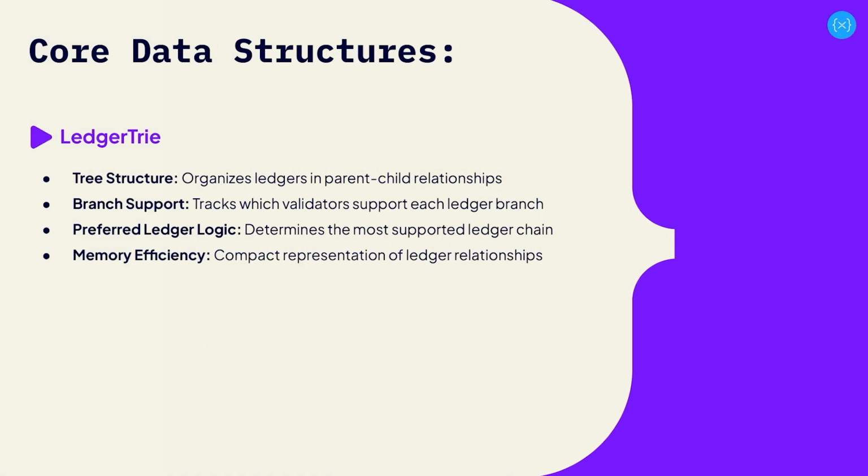The next one is the ledger tree, which is hierarchical ledger organization. The tree structure organizes ledgers in parent-child relationships. It includes branch support, which tracks the validator's support for each ledger branch. Preferred ledger logic, which determines the most supported ledger chain. And memory efficiency for compact representation of ledger relationships.